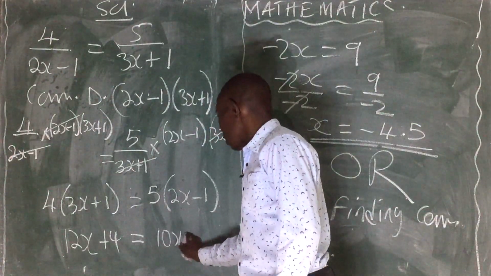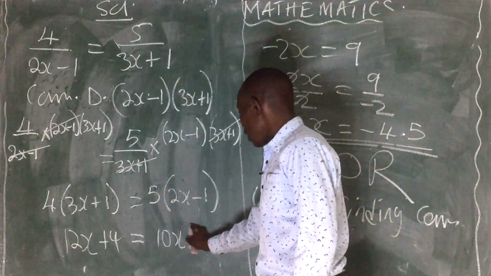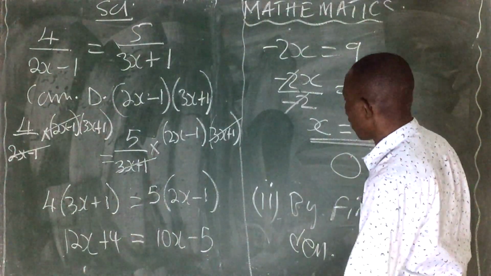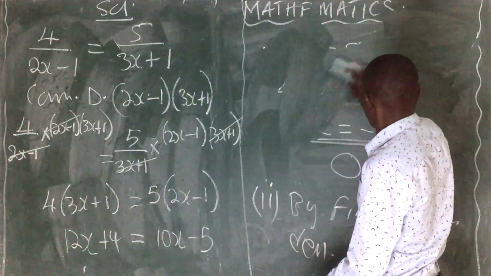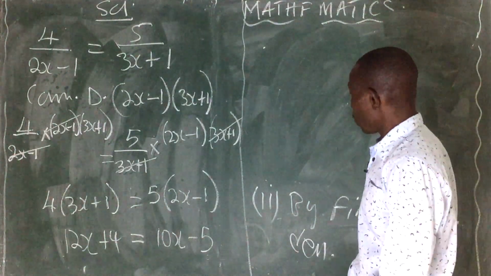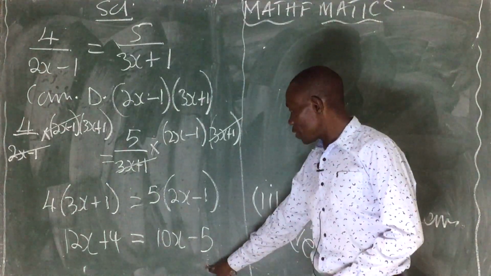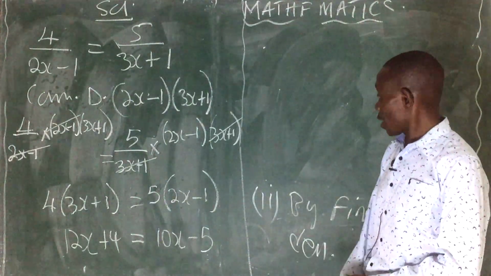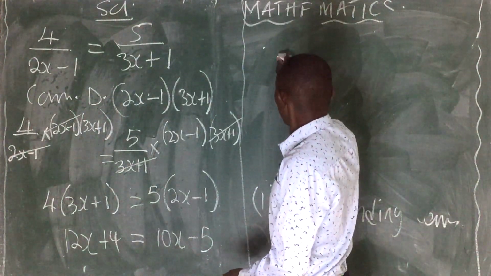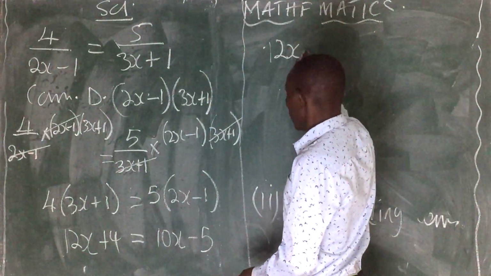That is 10x, and 5 multiplied by that gives us negative what? Negative 5. Right. So where do we go with that? We just maintain it as it is by incorporating the principles of the equation. At this stage, just arrange like terms together. So in this case, it means we have what? We'll have that is 12x.